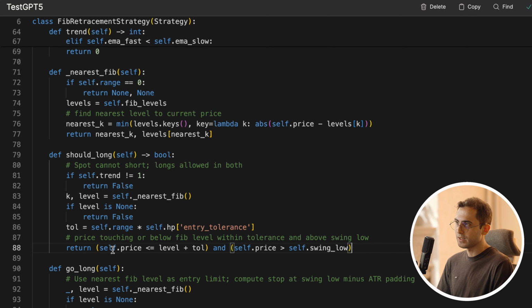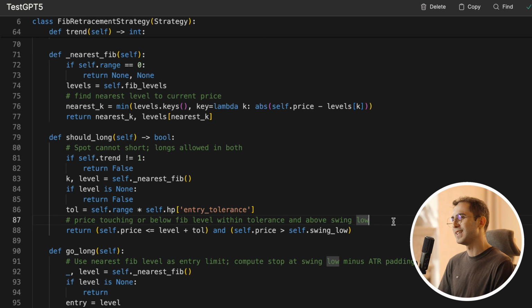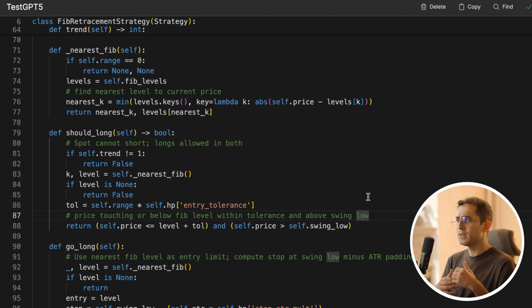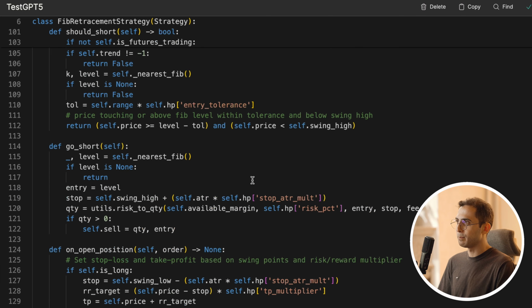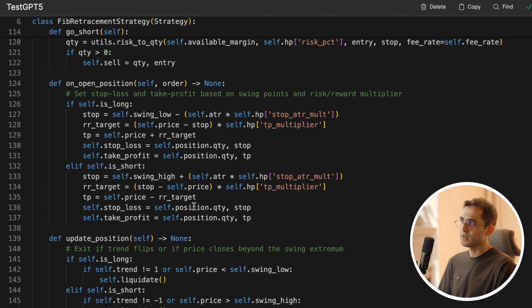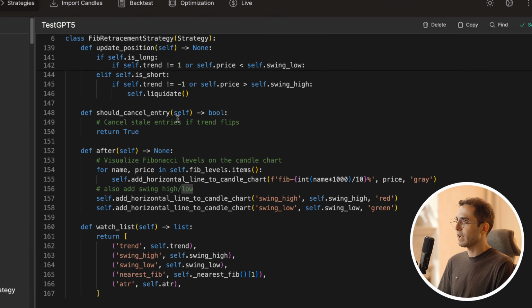And then it's saying if the current price is below the current level plus TOL, which is the entry tolerance, and this. Okay, so this is really beautiful. It's already prepared for optimization, and it also makes sense. So I think this is the best that I've seen so far, even though this is GPT Mini. So yeah, this is really good.